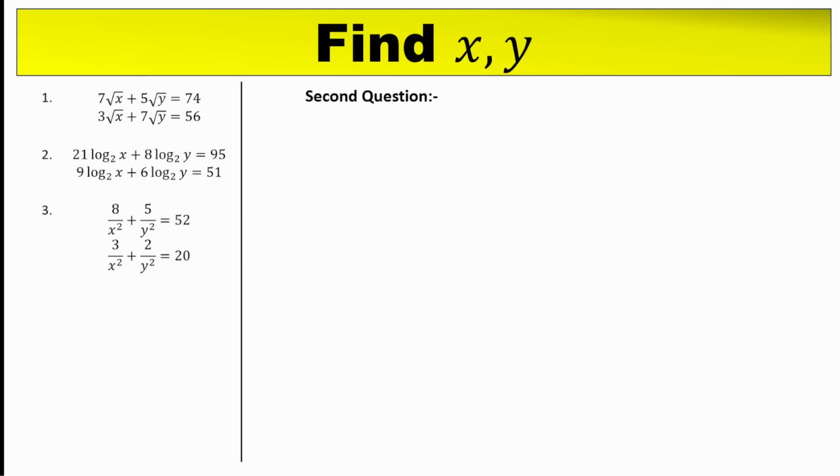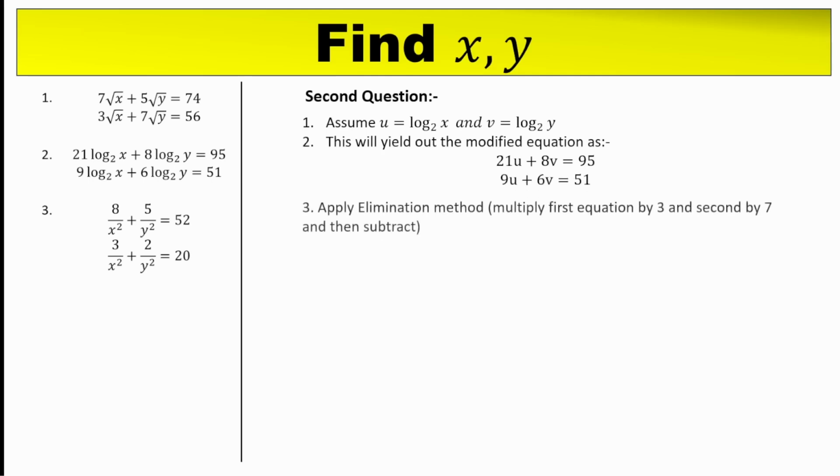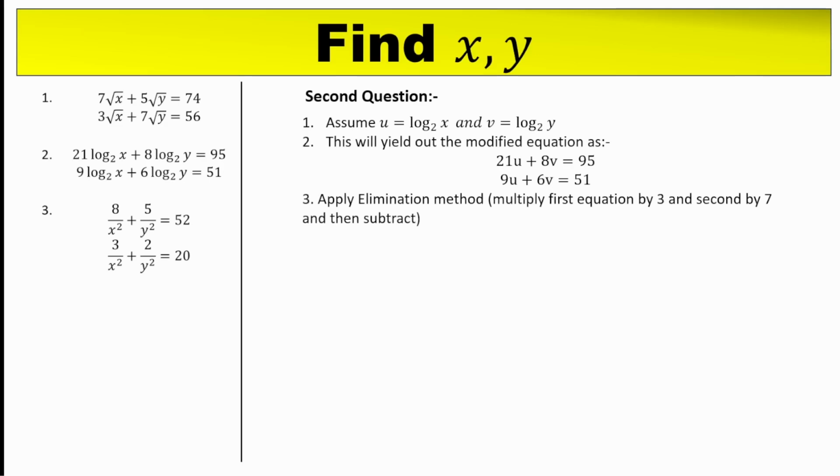For this second question, again use the substitution method. For log x, assume it as u, and for log y, assume it as v. Then our modified equation will become 21u plus 8v is equal to 95 and 9u plus 6v is equal to 51. Again, apply the elimination method to eliminate the u part and find the value of v.